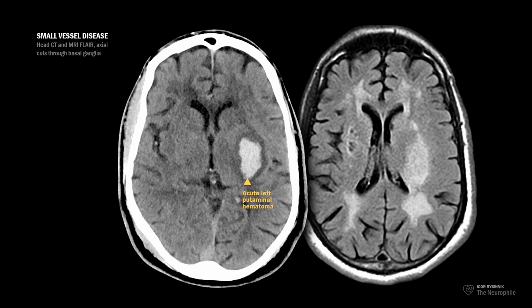Next to the CT is the patient's MRI, with a fluid-attenuated inversion recovery or FLAIR sequence. This sequence highlights chronic injury. You can see paraventricular hyperintensities, which correspond to chronic ischemia caused by small vessel disease. There are also multiple hypointensities that represent chronic ischemic small vessel infarcts.